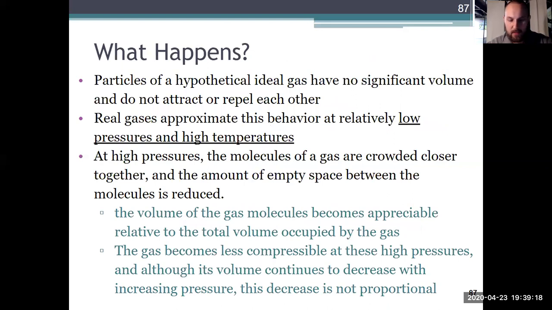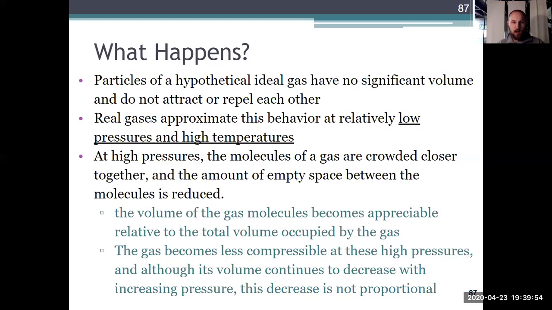If we think about some of the assumptions we made in kinetic molecular theory, this hypothetical construct, the ideal gas, had particles that occupied no significant volume and had no interactions with one another. In the real world, that's not the case. In the real world, gases can approximate ideal behavior only at low pressure and high temperature, which you should absolutely know. For a gas to be most ideal, it needs to be at low pressure and high temperature.